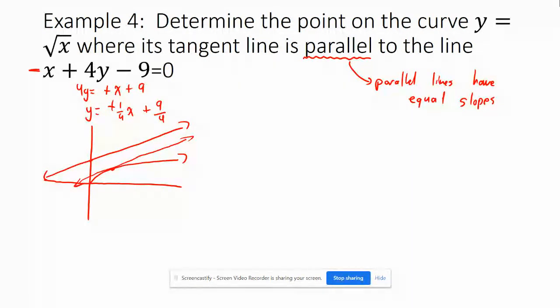Let's see how we do this one algebraically. Again, how do we deal with slopes? Well, slopes can be found using derivatives. So if I have y equals root x, the same thing as x to the 1/2, that means y prime equals 1 over 2 x to the negative 1/2, which is 1 over 2 root x. Again, what does this give us? This gives us slopes of tangent lines.